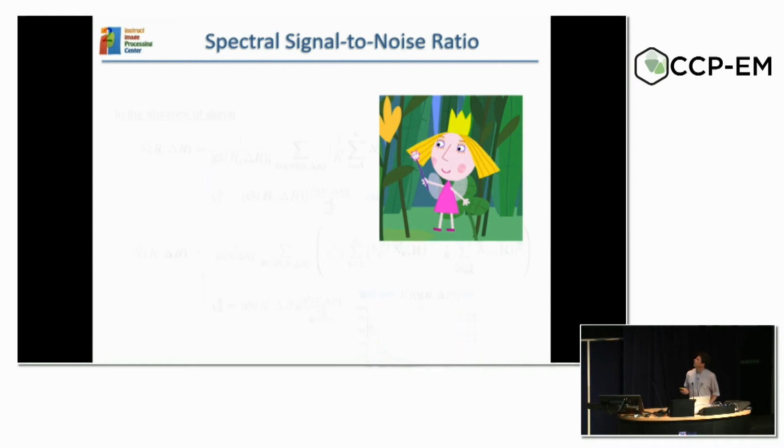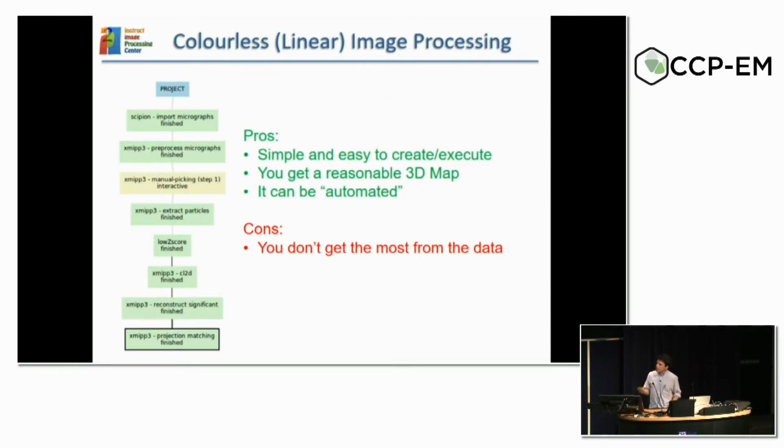Okay, so this is a simple processing. This is a very simplified thing. You import your movies, micrographs, align them, pre-process, pick your particles, extract your particles, do a little bit of 2D classification, and then construct an initial volume, and you have a final 3D structure. It is very linear, very simple to do, very easy to automate, and you get a reasonable structure. But you don't get the most from your data.